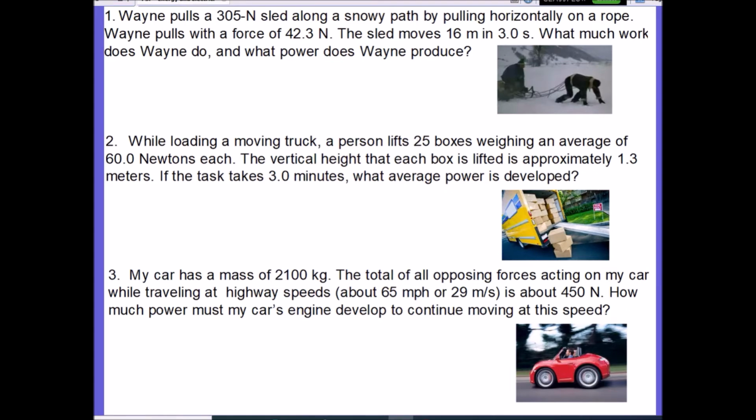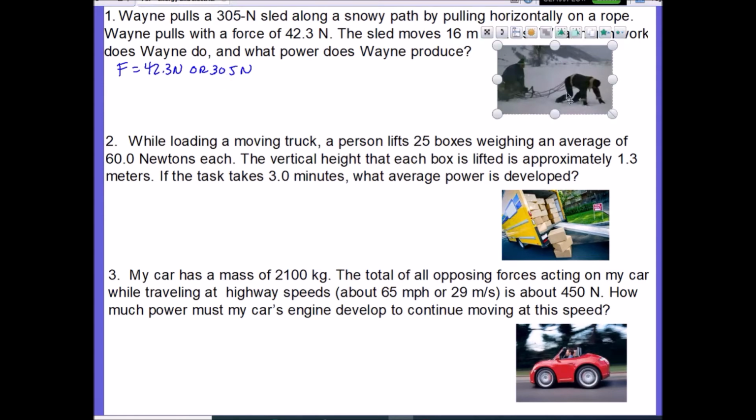Wayne pulls a 305 Newton sled along a snowy path by pulling horizontally on a rope. Wayne pulls with a force of 42.3 newtons. The sled moves 16 meters in 3 seconds. How much work does Wayne do, and how much power does Wayne produce? So first thing you might want to do is just make a little list of these values. Force is 42.3 newtons, or is it 305 newtons? I see two different Newton values up there. Which one is needed?